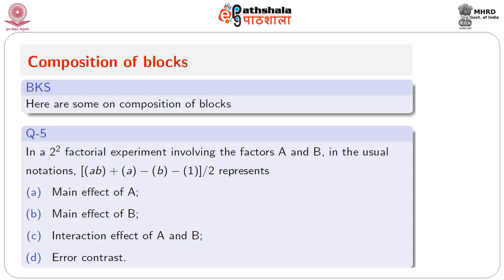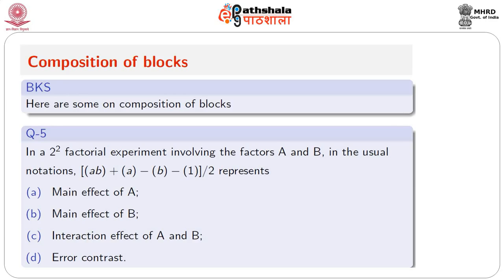You have a 2 square factorial experiment involving the factors A and B. Then what is the interpretation of the level combination (AB + A - B - 1)/2? That factor half can be withdrawn at this moment. We just talk about the numerator. AB + A - B - 1, what does it represent? Does it represent the main effect of A or main effect of B or the interaction between A and B or the error contrast? We have to remember what are the representations of the effects and interactions.